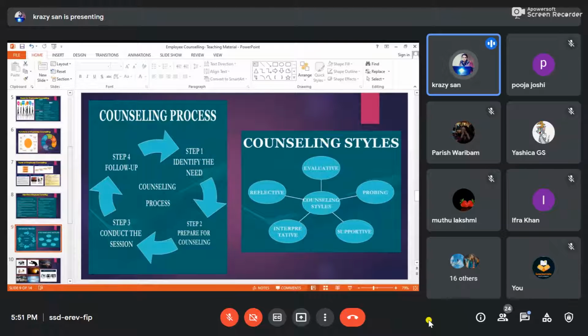Then reflective. The counselor starts showing them, and even HR or the superior can do that, reflecting to them: if you do this, this is going to happen, and you are going to be in bigger trouble, so it's better you watch out. That is also a way of counseling. And we keep on getting these counseling styles mostly in a very informal way in our day-to-day activities.